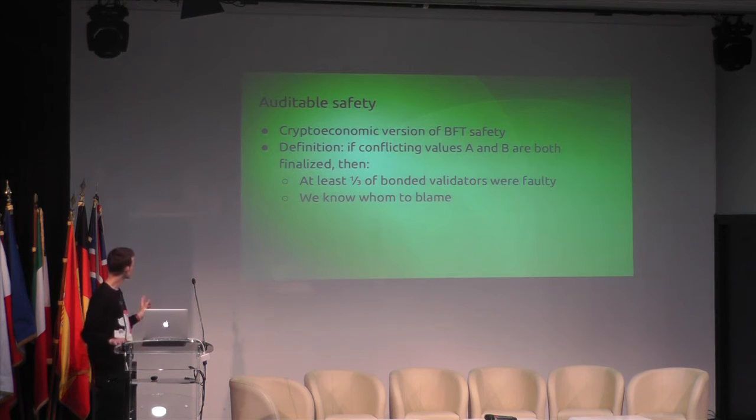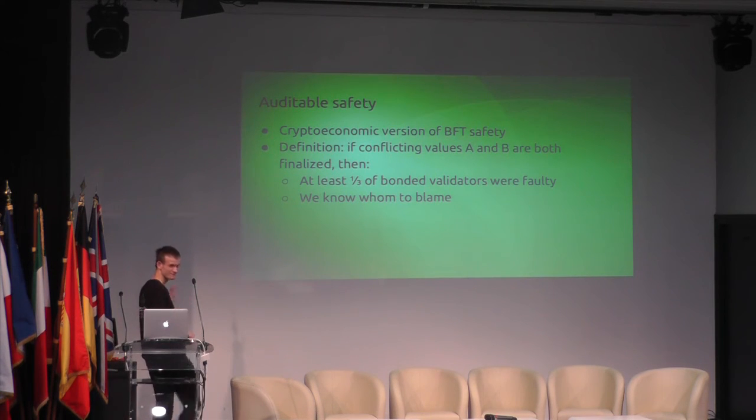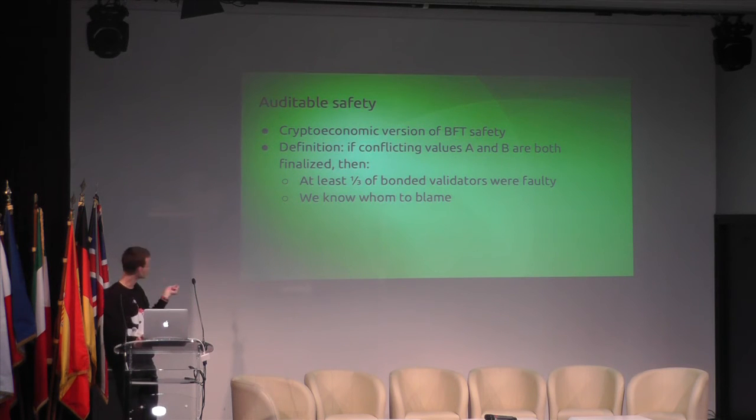Basically, these are some of the crypto-economic versions of the properties that we want our protocols to have. Right, so one of them is auditable safety. Auditable safety is the crypto-economic version of BFT safety. And the definition basically is, if two conflicting values both get finalized, then you should be able to prove that at least 1/3 of bonded validators were unambiguously faulty, and so we can kick them again and again. So this is auditable safety.